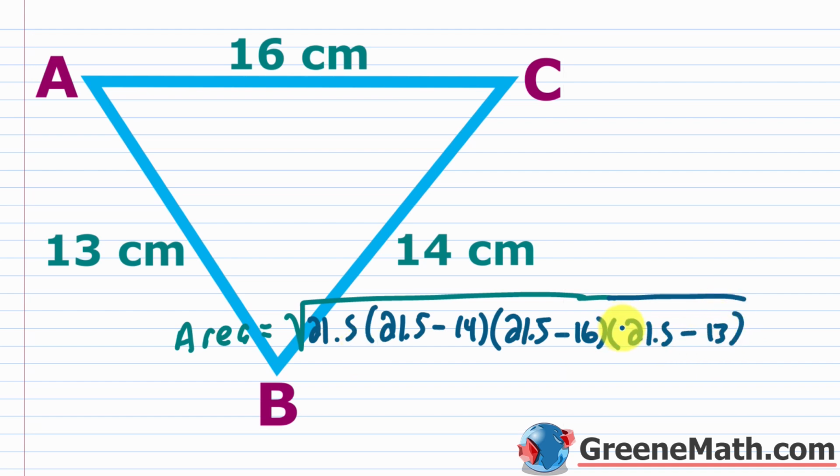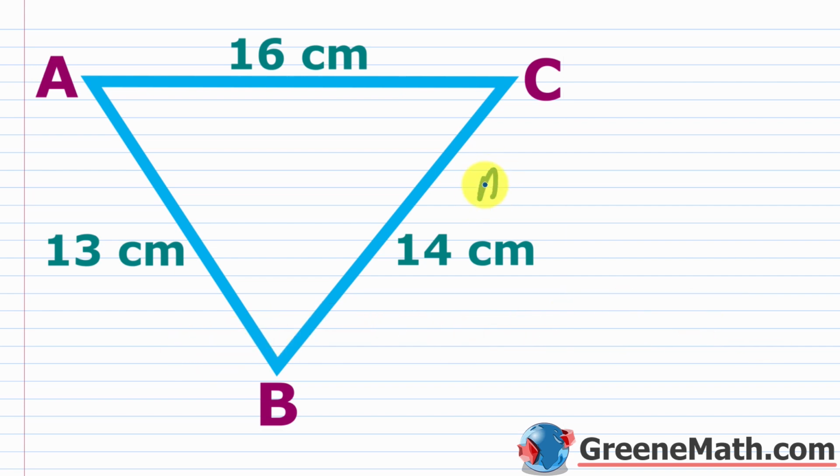No need to go through and simplify. And I get about 86.8 if I round to the nearest tenth. So let's say that the area here is about 86.8. And again, this is going to be units squared. So it's going to be centimeters squared.